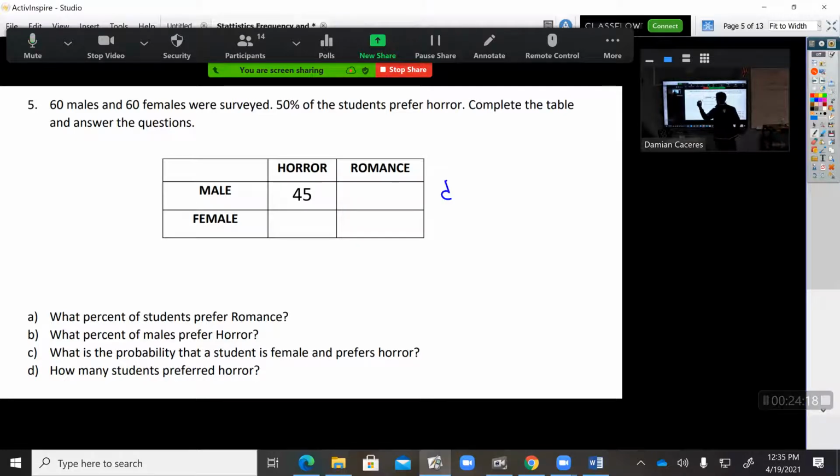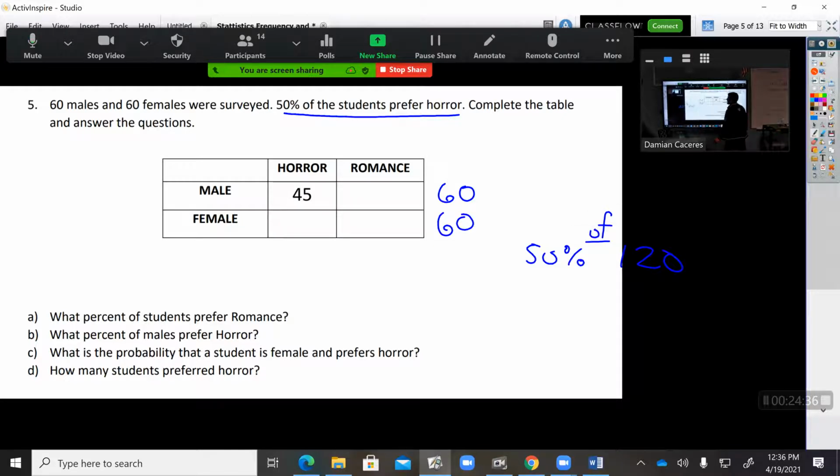So here, 60 total on this side, 60 total for females. Now here it says 50% of students prefer horror. So 50% of 120, because it says students, is 60. So you know that 60 preferred horror. Now we have enough information to fill out the rest. So 60 minus 45 gives you 15 females. 45 plus 15 is 60. 15 plus 45 is 60. So we filled it up pretty easily there.